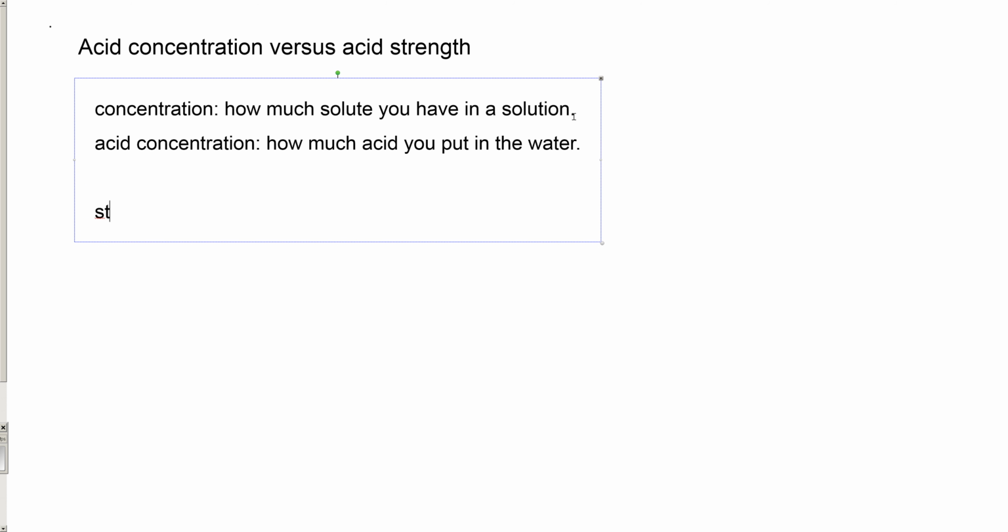Here's where it gets a little bit goofy. Strength and concentration don't really have anything to do with each other. Strength of an acid is how many H3Os you make. What do I mean by that?